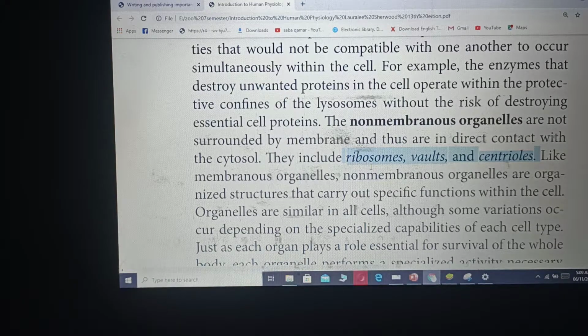So, like membranous organelles, non-membranous organelles are organized structures that carry out specific functions. As I told you, ribosomes, vaults, and centrioles perform their specific functions. On the other hand, membranous organelles also perform their specific functions. For example, I already discussed mitochondria, which is involved in the metabolism of certain substances for the production of energy.